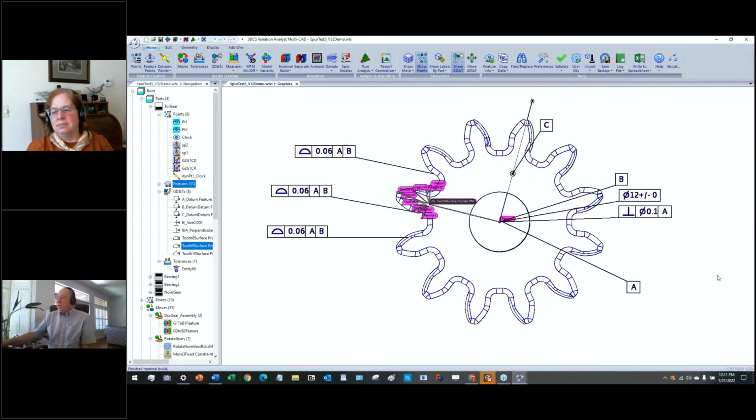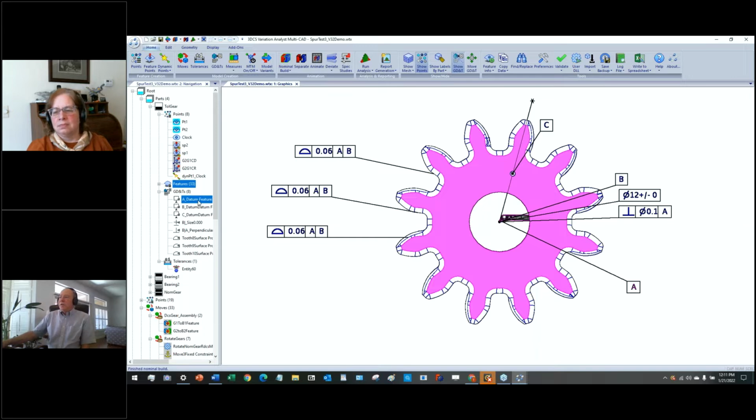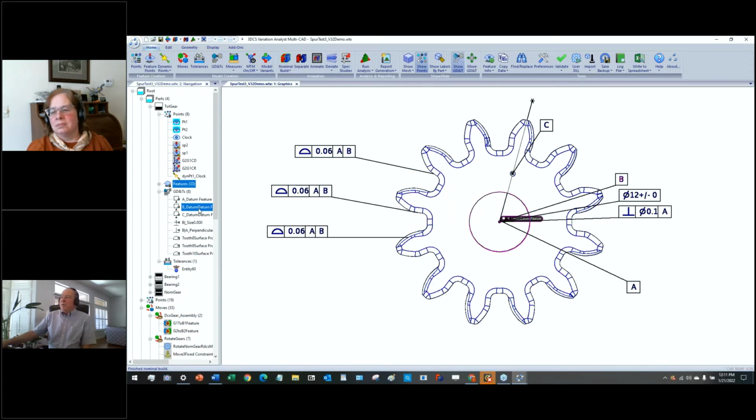This is a representation that's used by DCS to show the GD&T locations. The A datum is the flat, which is shown here, and the B datum is the bore, the center hole, and the C datum is the clocking point. Now the B datum has a perpendicularity associated that Sylvia showed. Let me bring that up.